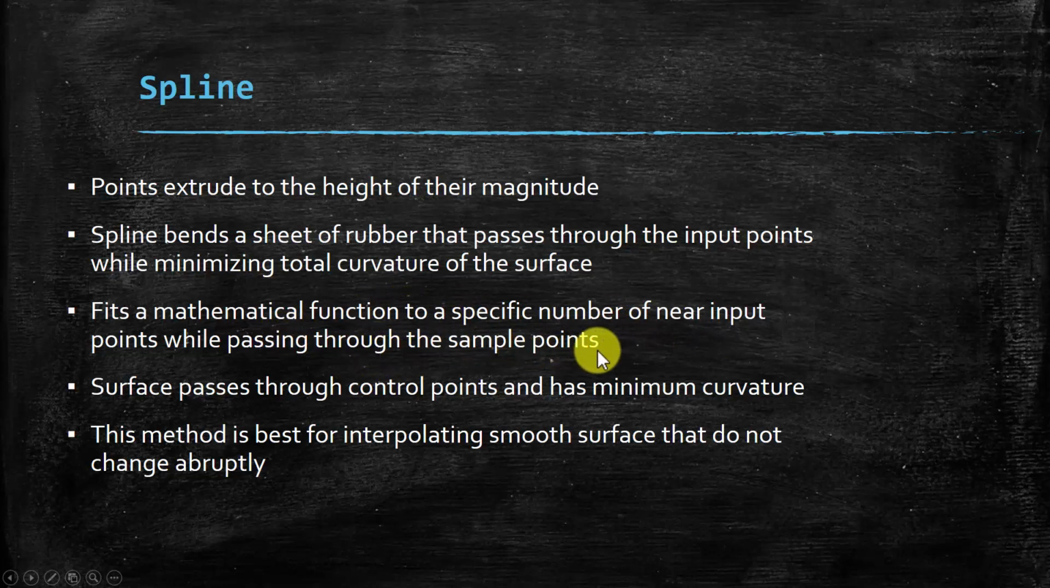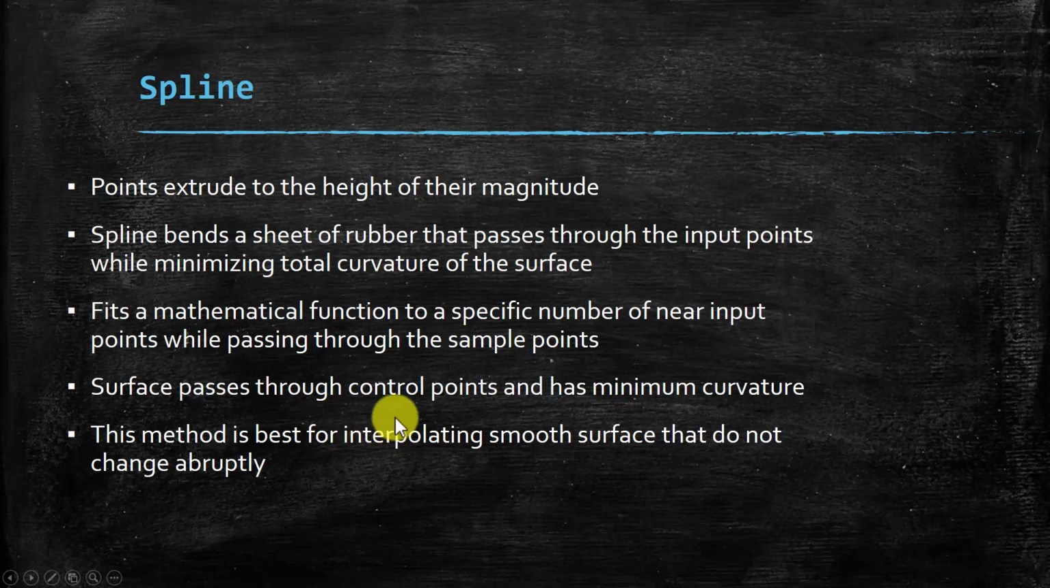So you're basically using a local window, creating this kind of smooth surface. The surface passes through the control points and then has to minimize the curvature of the surface, so it's as smooth or simplified as possible.